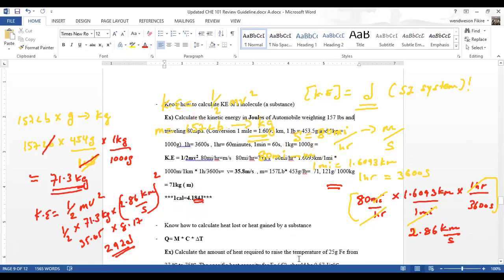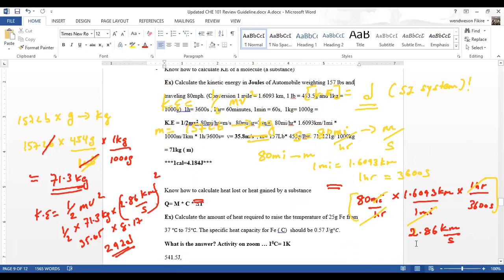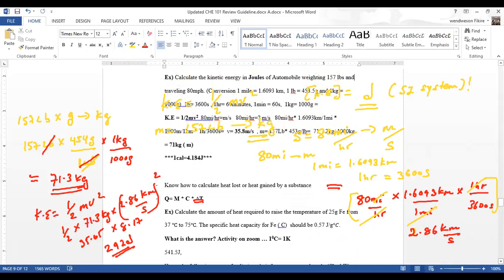Know how to calculate the heat loss or the heat gain? I already gave you an example of that. There's another practical problem here. Calculate the amount of heat, which we already have done earlier.